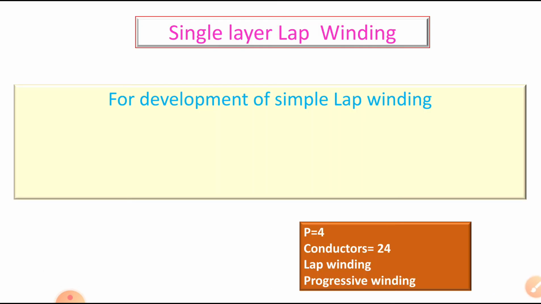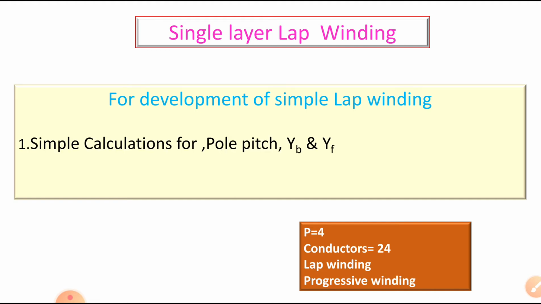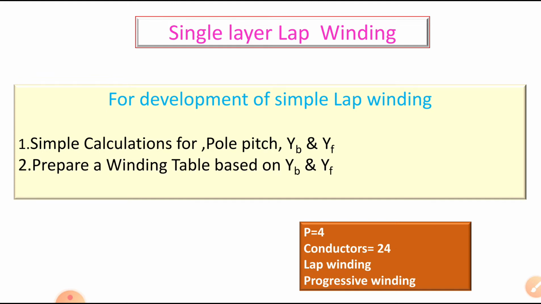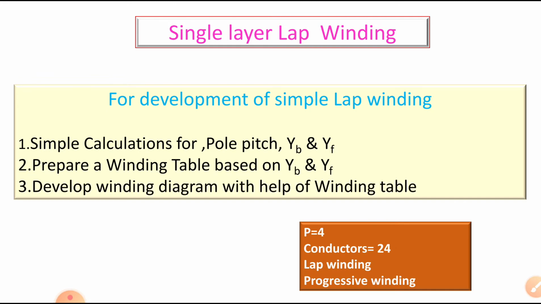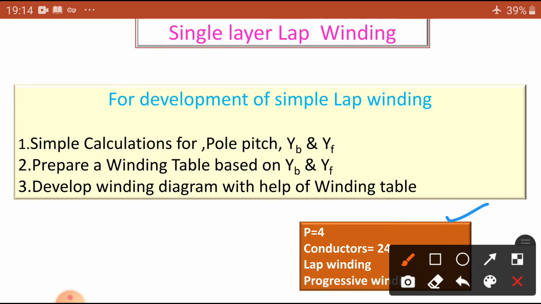Now, single layer lap winding. For development of a single layer lap winding, we have to follow the same steps as previously in case of DC. What are the steps? First step, simple calculation of the pole pitch, back pitch and front pitch. Then prepare a winding table based on the back pitch and front pitch, and finally develop a winding diagram with the help of the winding table. So these are the three steps you have to follow, dear students. Here the problem is given.